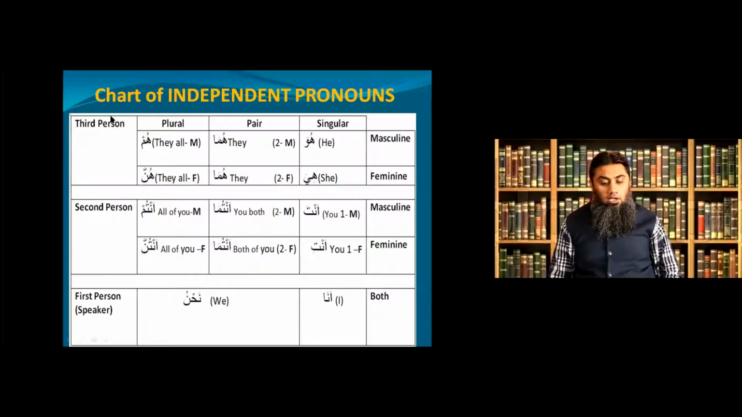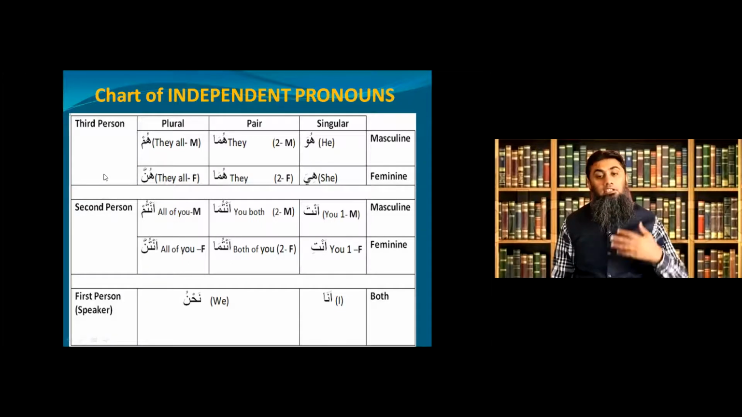Okay. Now, first of all, the structure of the chart. As you can see, let's look at these lines first. Mainly, it has 3 columns: singular, pair, and plural. Why? Because every pronoun is an ism, and an ism has these 3 versions. Okay. Now look at this side. As we know, pronouns are third person, second person, and first person.